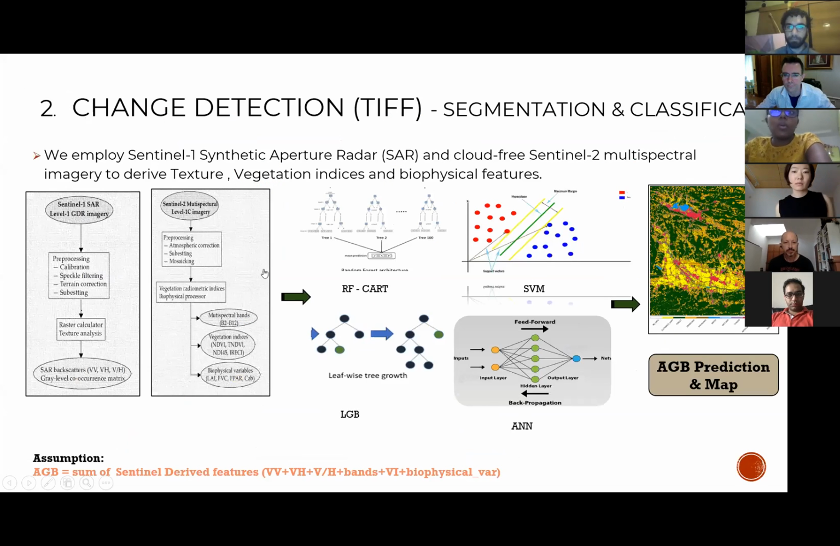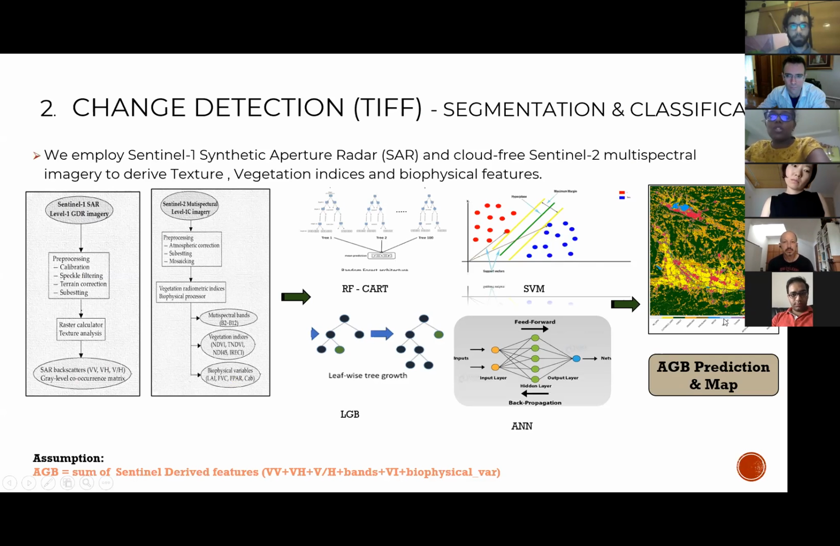So going back, we collected all the features and inputted them into multiple machine learning models. To start with, I'm separating this into two problems: one is a classification problem, which is land classification, and the other is above ground biomass prediction, which is a regression problem. So I'm splitting it into two problems here.